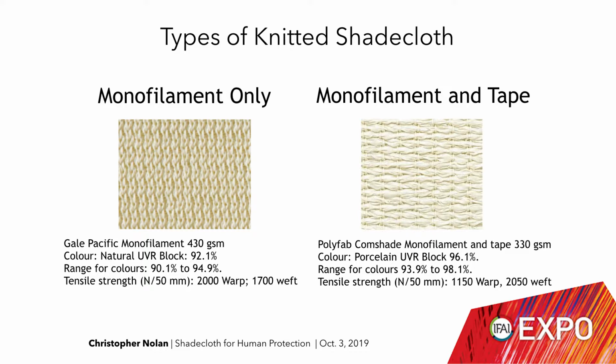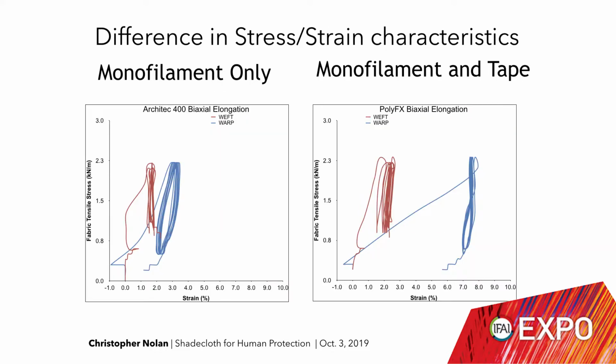However, a significant downside of adding tape to it is you increase the weight, and the strength and tension characteristics of the cloth are not as good as a monofilament. And this is illustrated in this slide, and we'll come back to what those graphs mean in a little while.